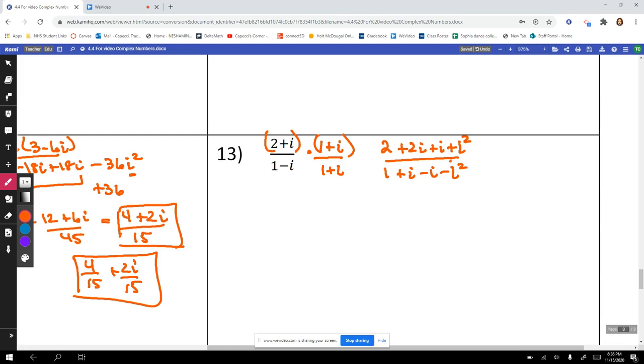So now I need to just clean it all up. So remember, i squared is equal to negative 1. So I have 2 minus 1 gives me 1 plus 3i on the top. All over. i minus i is going to zero out. This is going to give me minus i squared is plus 1. So 1 plus 1 gives me 2. So again, you could see it written like that, or 1/2 plus 3i over 2. Either way.